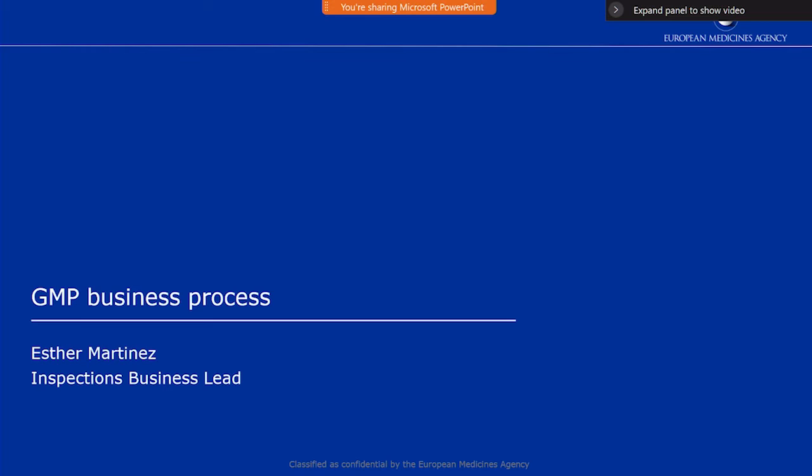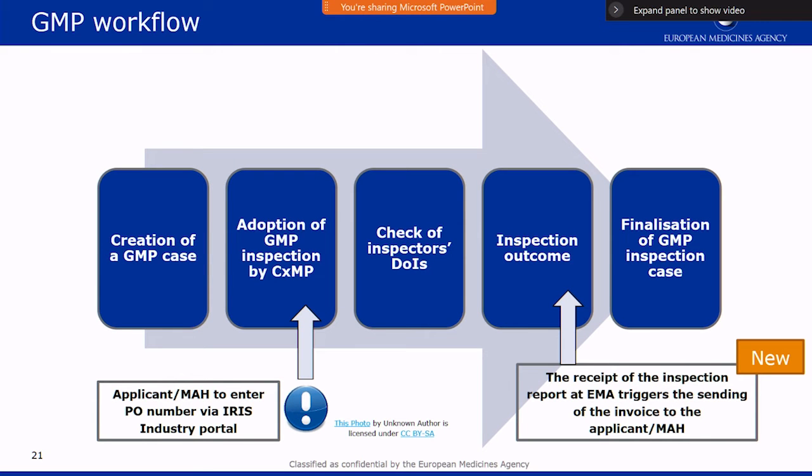And I would like now to focus on GMP and give you an overview of the high-level business process that we will be following in IRIS for GMP inspections. You will see that even though it says GMP workflow, when we talk about GCP, it's not so different. But we thought it's better to go through it step by step and then repeat it for GCP, explaining what the differences are.